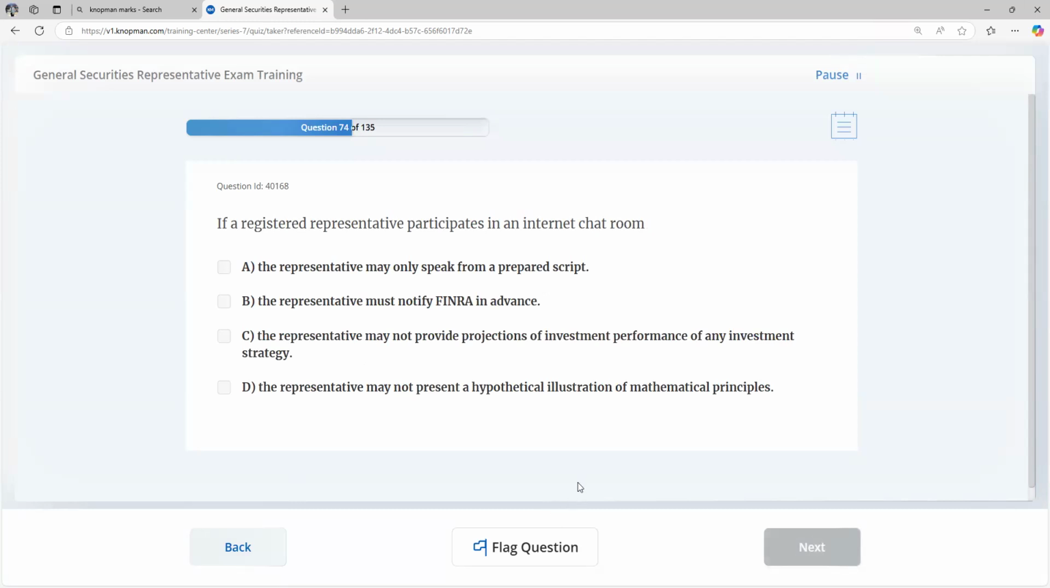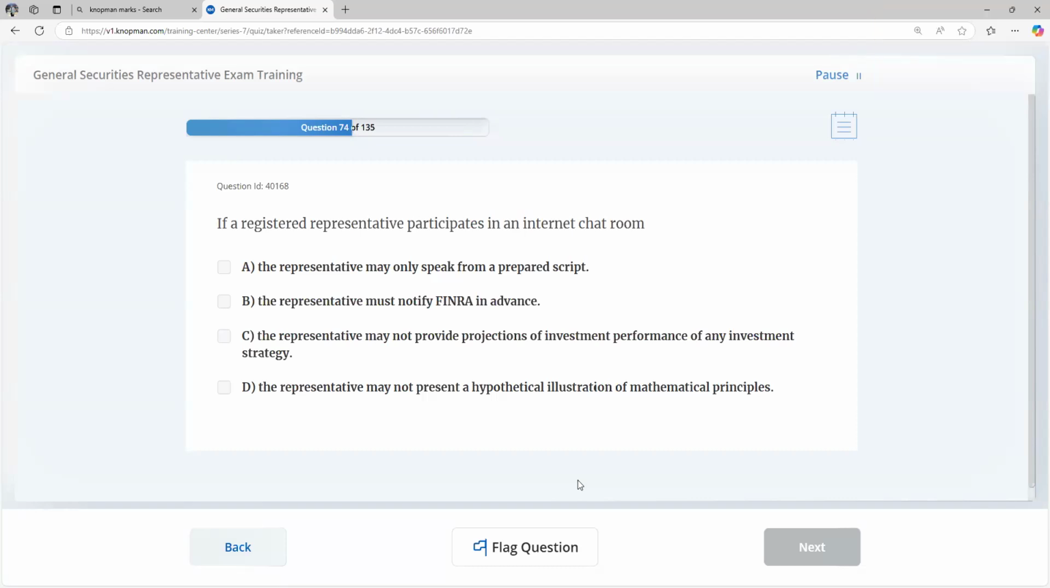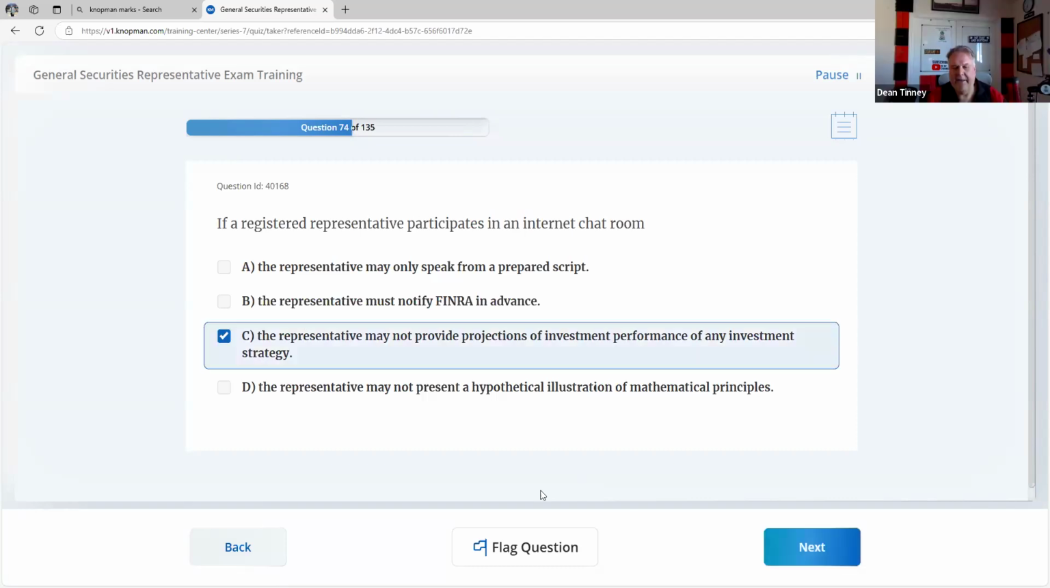If they're in a chat room, the only thing I know is that it could be defined as retail communication. I think this would mainly be whatever the firm's WSPs are about it. But we know that it's not A. We know it's not B. So I think we're left with C or D, and then we've got to decide which of those is more common sense. Maybe C. Yeah, I think so. Given that answer set, I think that's the best answer.